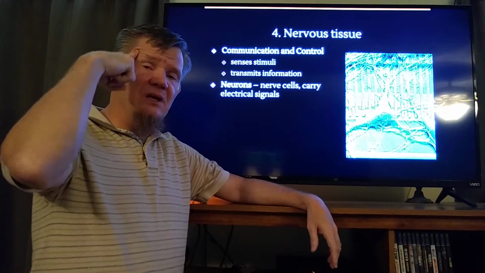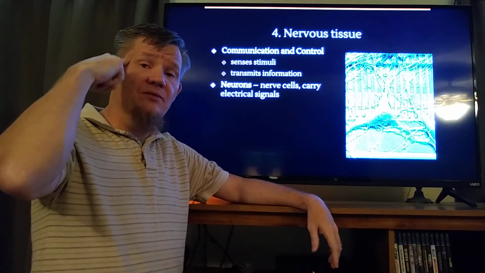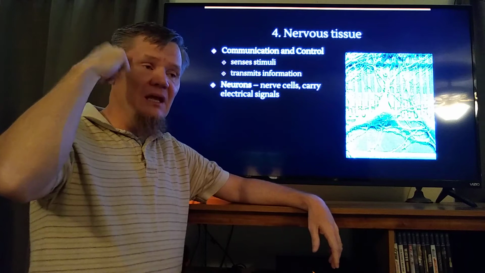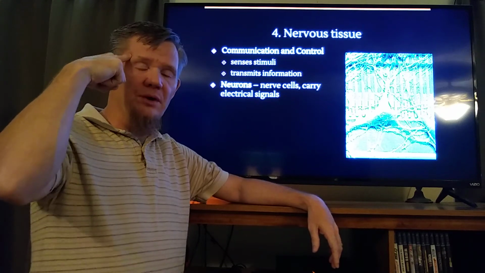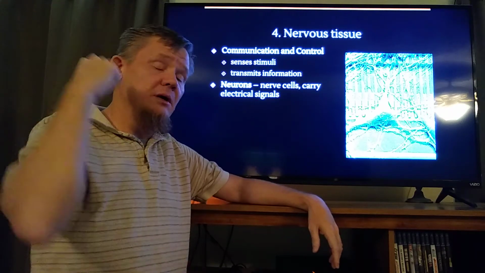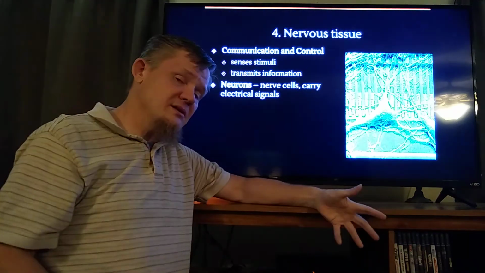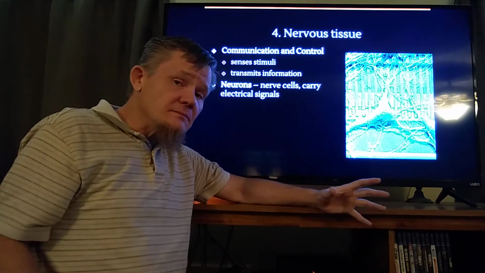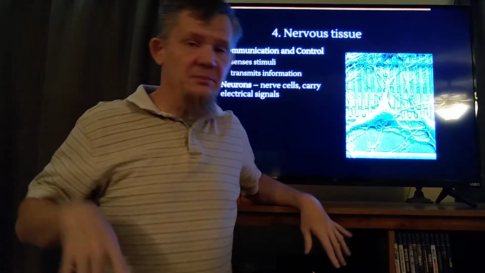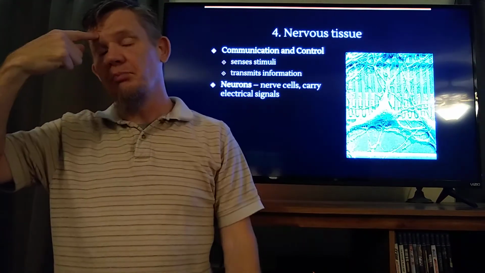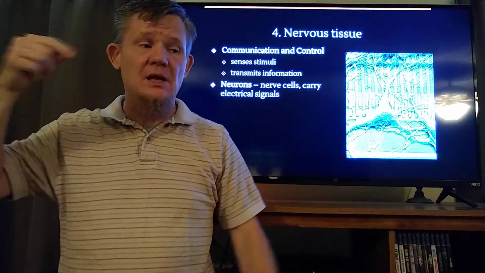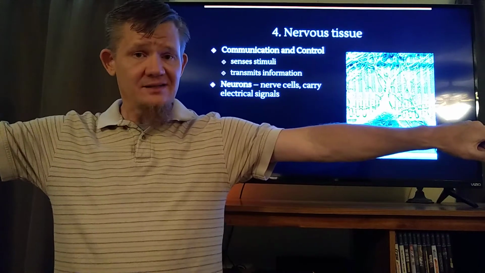The brain is the highest concentration of neurons in your body. It is the organ responsible for controlling the whole rest of the body. Really, your body is just a puppet. Your brain is the puppeteer. Your nerves are the strings.